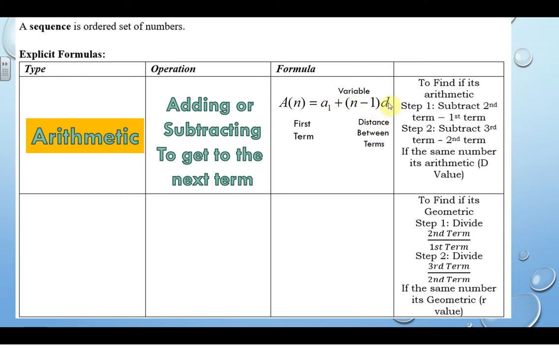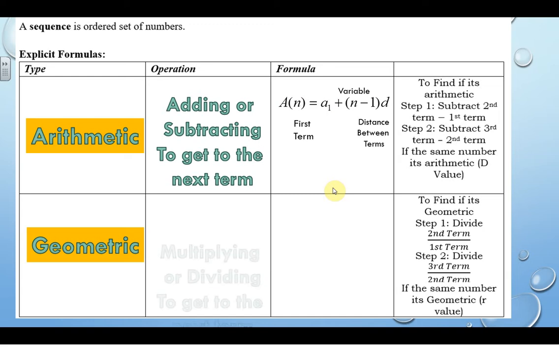Now, the next part, to find if it's arithmetic, so this is just how do you figure out what your D value is? You subtract the second term from the first term, you subtract the third term from the second term. If it's the same, it's arithmetic, and that's your D value. Geometric. We're going to do some examples, but we're just getting the chart down.